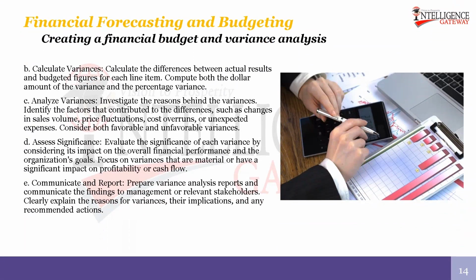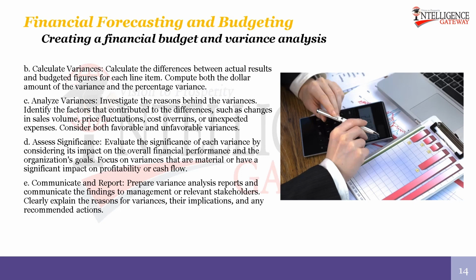B. Calculate variances. Calculate the differences between actual results and budgeted figures for each line item. Compute both the dollar amount of the variance and the percentage variance. C. Analyze variances. Investigate the reasons behind the variances.